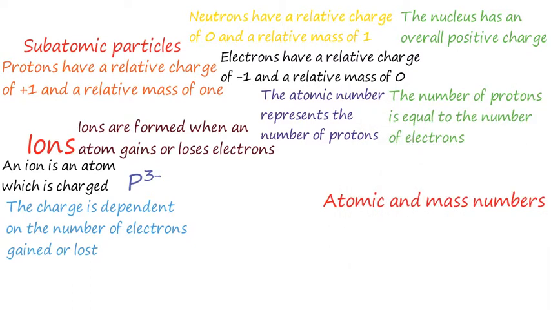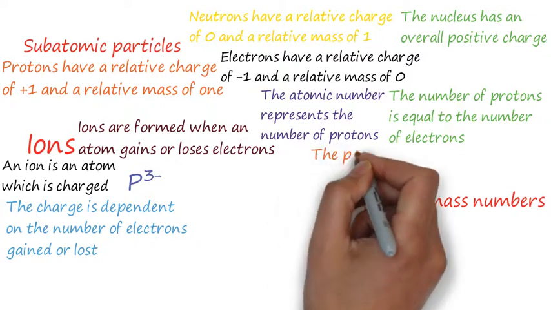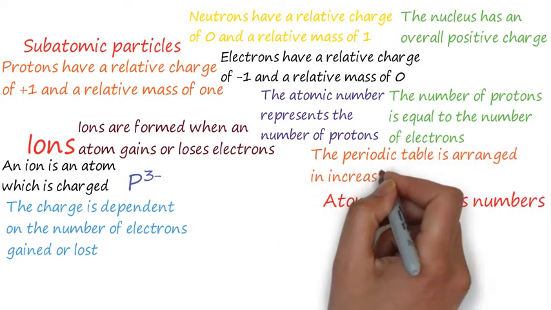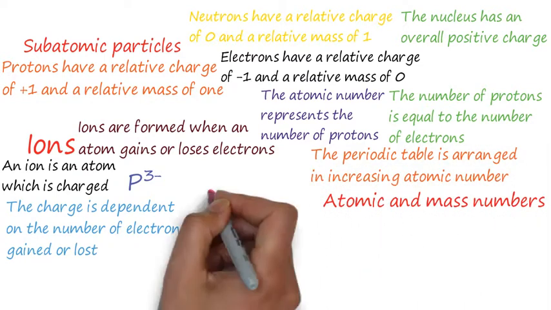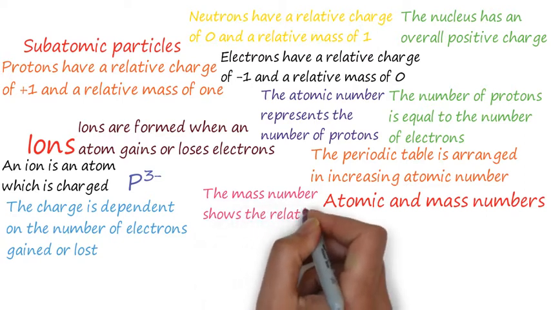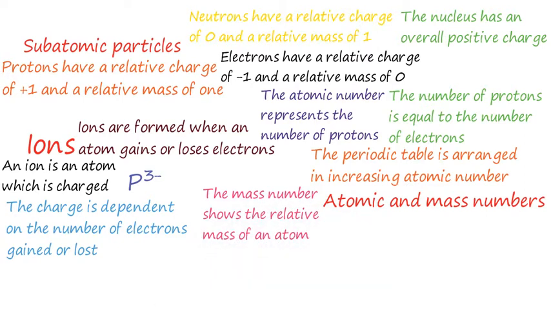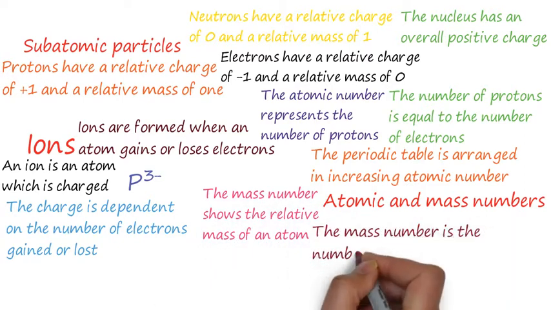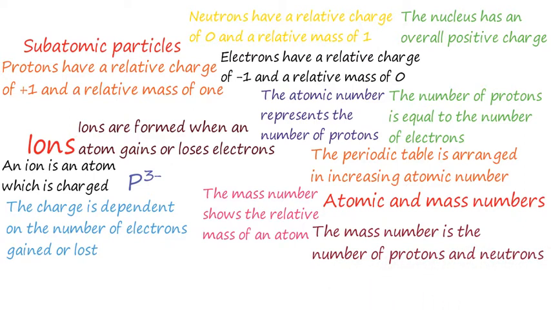Because atoms are neutral, we know that the number of protons is equal to the number of electrons. This means that the atomic number for an atom must also equal the number of electrons. However, if you have an ion, the number of electrons changes. The periodic table is arranged in increasing atomic number. The mass number shows the relative mass of an atom, which is actually the relative mass of the nucleus. This means the mass number tells us the number of protons and neutrons.